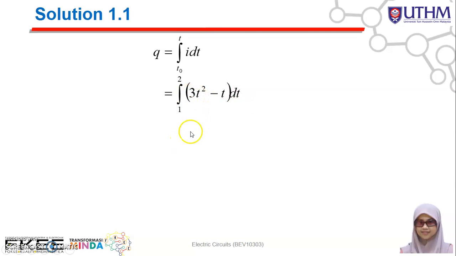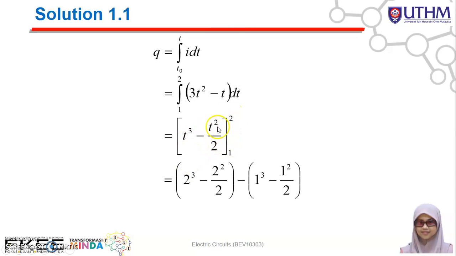From here we integrate, and we get t³ − t²/2. Then we substitute the limits from 1 to 2. First we substitute t = 2: you have 2³ minus 2²/2, minus, and then substituting t = 1, you get 1³ minus 1²/2.